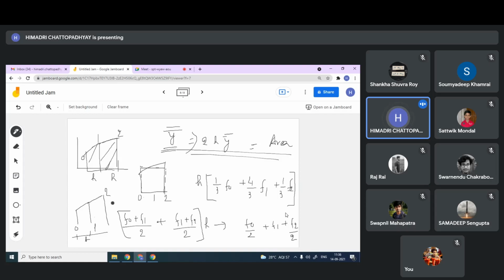This area, so you can see the difference. Between 0, 1 and 2, Simpson's rule integrates by 1/3 F0, 4/3 F1, 1/3 F2, and the trapezoidal rule integrates by F0 by 2 plus F1 plus F2 by 2. So you see that these coefficients are changing. And here it is evaluated from a second order, so this gives better accuracy compared to this.